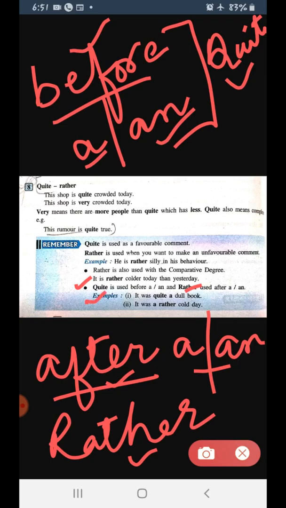Examples, it was quite a dull book. Okay, it was quite a dull book. Example number 2, it was a rather cold day. Got it? Okay, next.